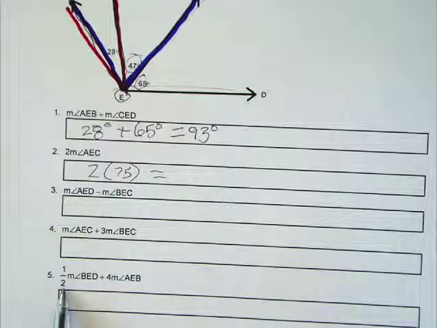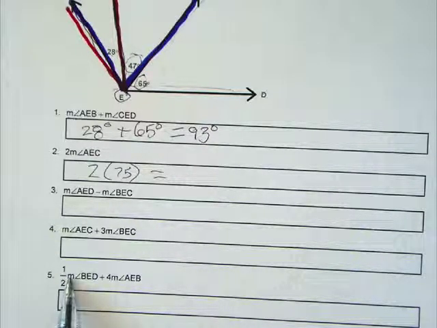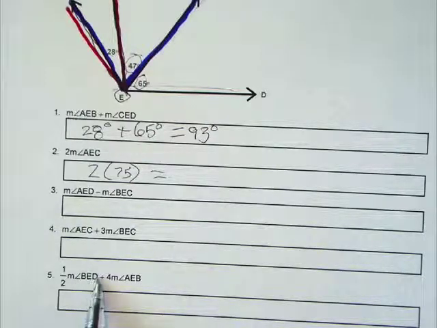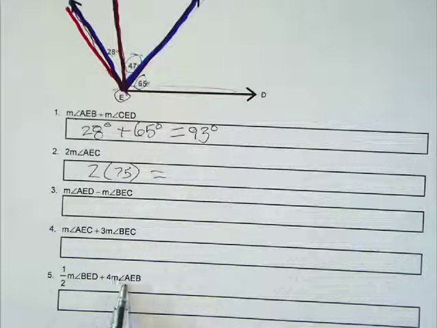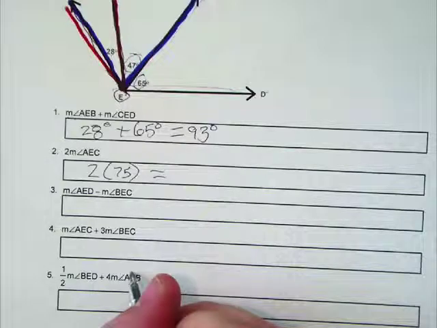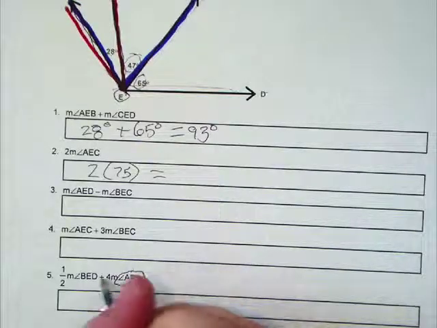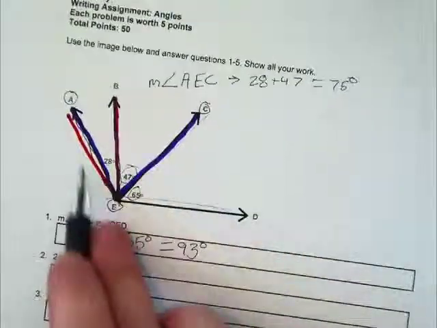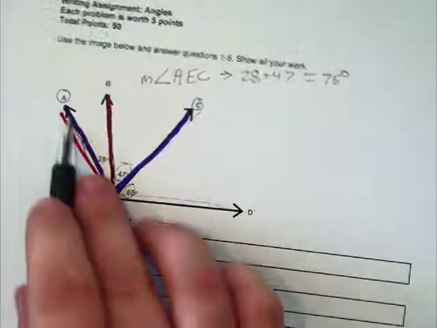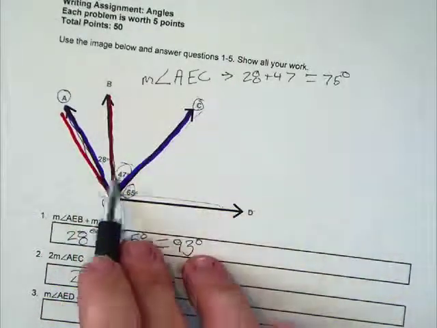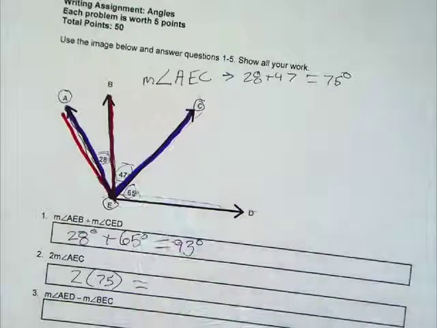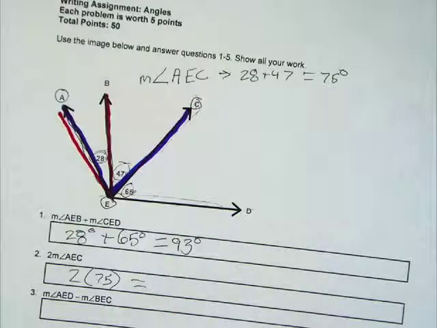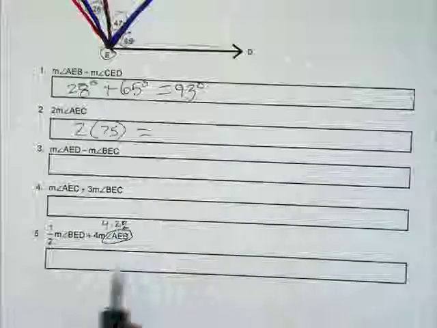Number 5 is asking for 1/2 times the measurement of BED plus 4 times the measurement of AEB. So all you really need to look at is this angle right here and then times it by 4. So AEB is 28. See how it goes down and up, down and up? And we see that it's 28 degrees right here, the one right in the middle. So that would be 4 times 28. I'm off the page, sorry.